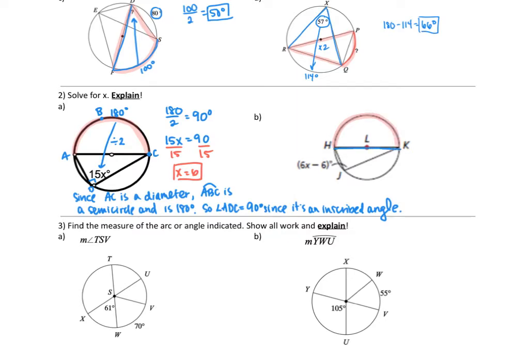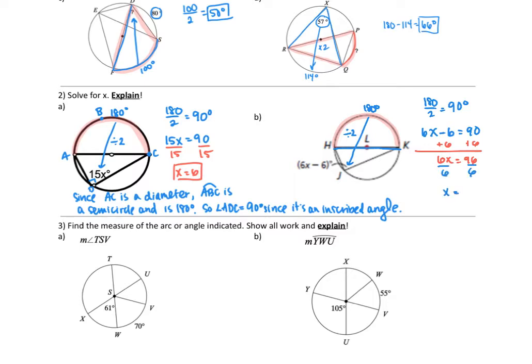However, HK is a diameter, which means that this is a semicircle. So again, I'm just going to divide by 2. So 180 divided by 2 is 90 degrees since it's an inscribed angle. So then I could just set this equal: 6x minus 6 equals 90, and then just solve it. So add 6. So 6x equals 96, and then divide by 6.